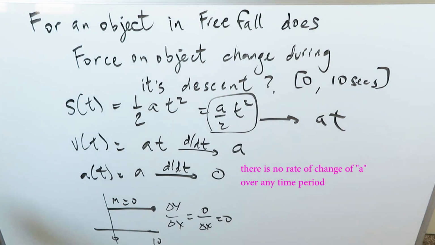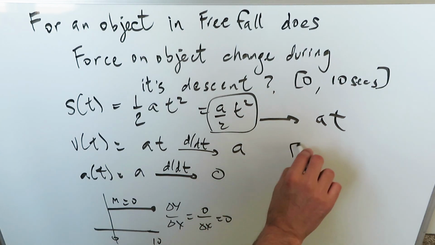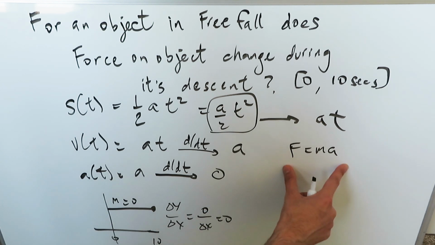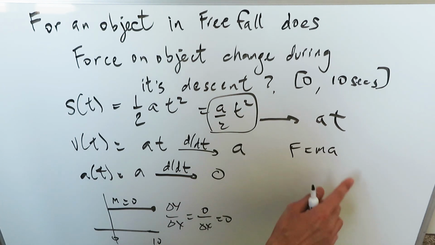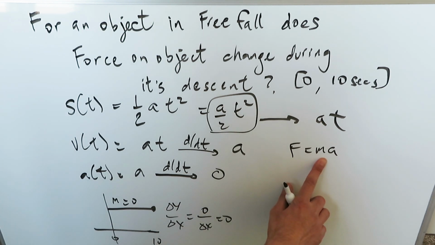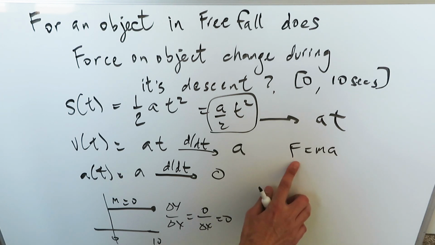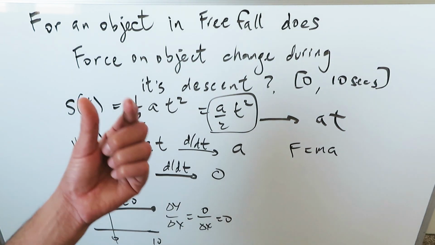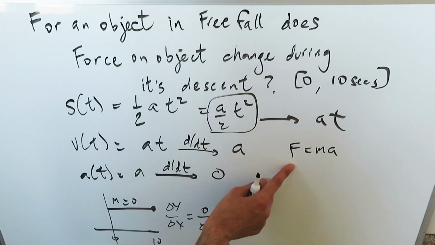So let's look here at our question. For an object which is in free fall, does the force on an object change during its descent? You know force is equal to mass times acceleration. From these three items, force, mass, acceleration, mass is a scalar quantity. Force and acceleration are vector quantities. But if the mass is going to stay constant for an object, the only way the force can change is if the acceleration changes. But if the acceleration is going to remain constant during the entire time period that the object is dropping, the force cannot change.